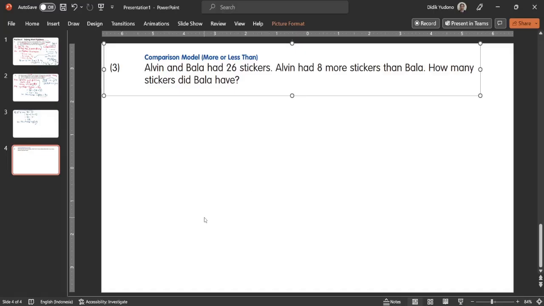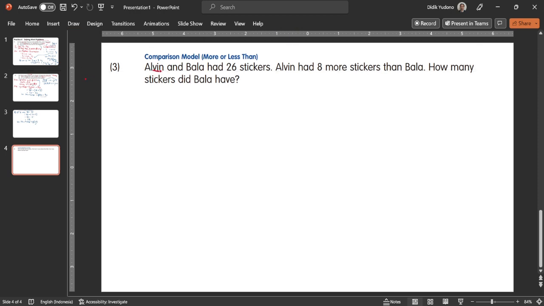Okay, now let's do review number 3. We have done this also at school. Alvin and Bala had 26 stickers, both of them combined, or altogether, is 26. And Alvin had 7 more stickers than Bala. How many stickers did Bala have?